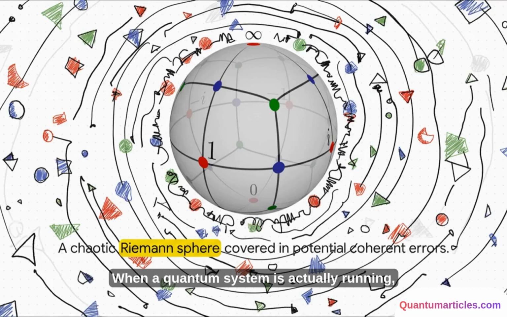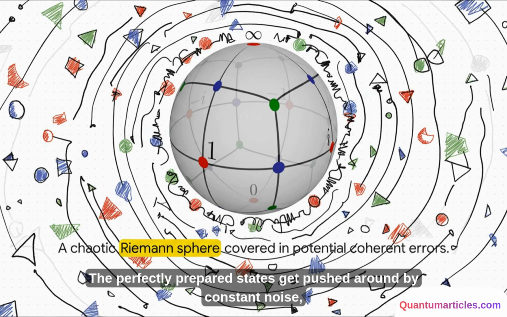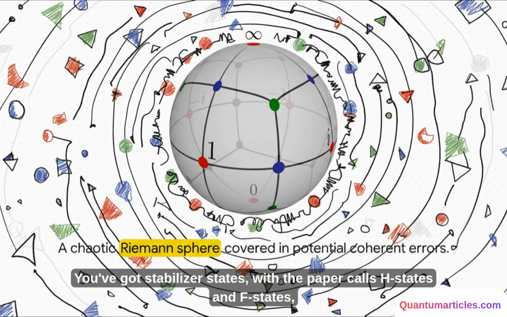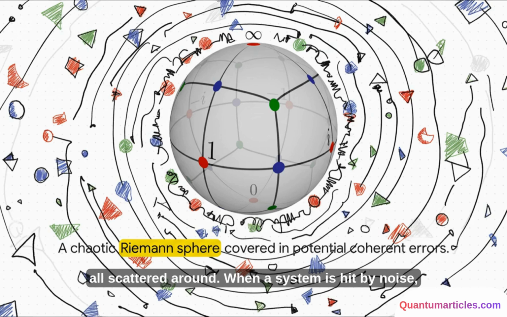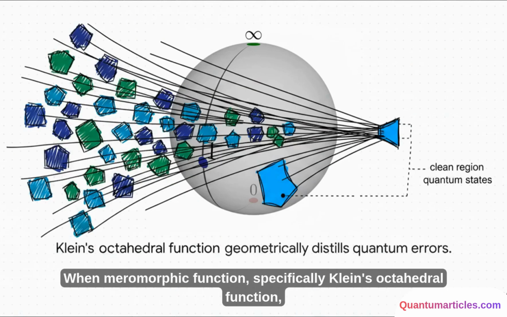When a quantum system is actually running, the problem of error is immense. Think of our Riemann sphere. The perfectly prepared states get pushed around by constant noise, creating this chaotic landscape of potential coherent errors. You've got stabilizer states, what the paper calls H states and F states, all scattered around. When a system is hit by noise, it shifts away from these ideal, perfectly plotted points, completely scattering across the surface of the sphere. But watch what happens when we apply a specific meromorphic function, specifically Klein's octahedral function, to all that chaos.